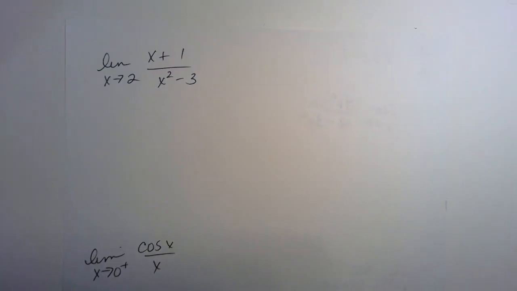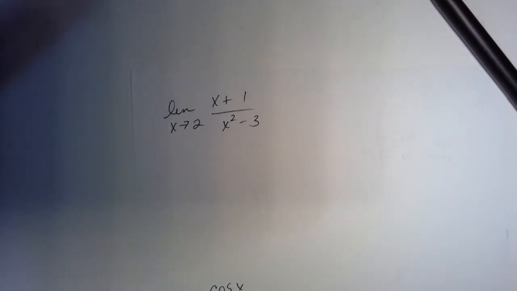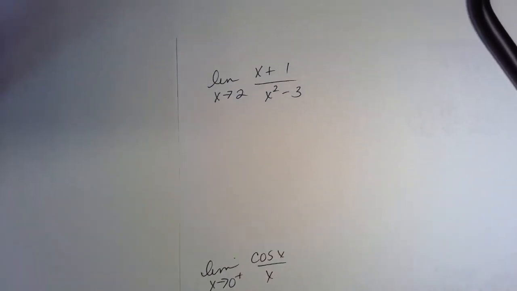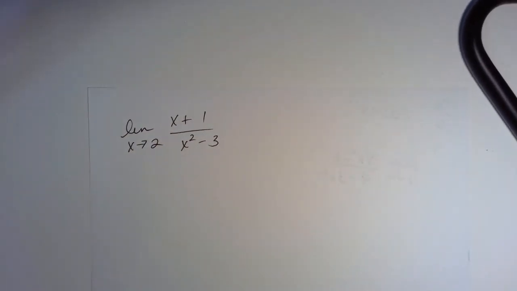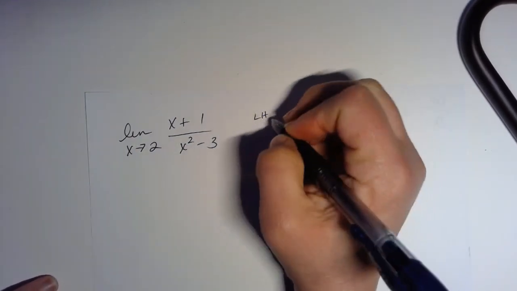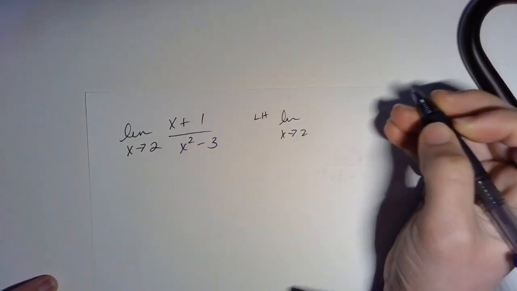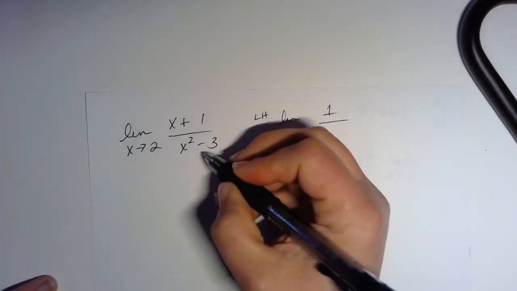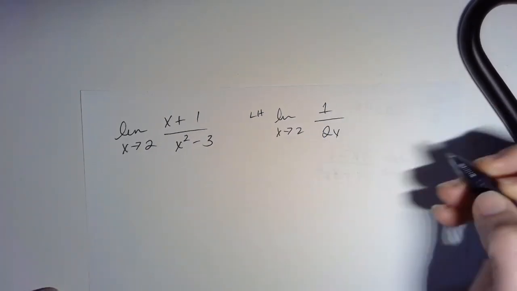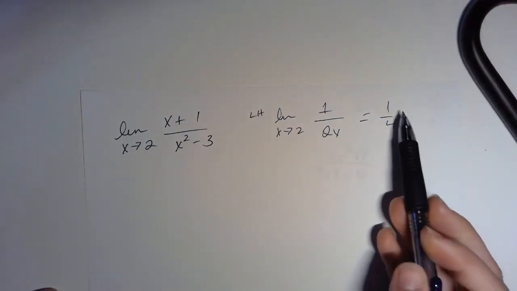Okay, so let's just look at a couple more examples here. Now, if I get carried away and I'm like, oh, okay, I'm just going to use L'Hopital's rule, right? So I'm going to say, L'Hopital's rule, the limit as x approaches 2, I can take the derivative of the top, which is 1, over the derivative of the bottom, which is 2x, and now I can plug in my 2, and I get a fourth. Ta-da! But what's the problem here?